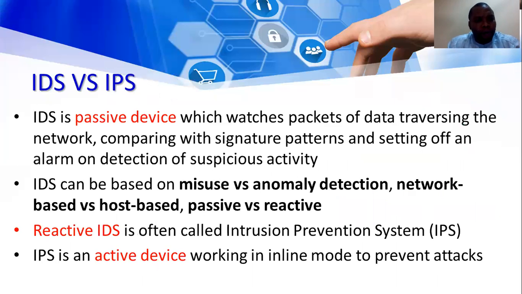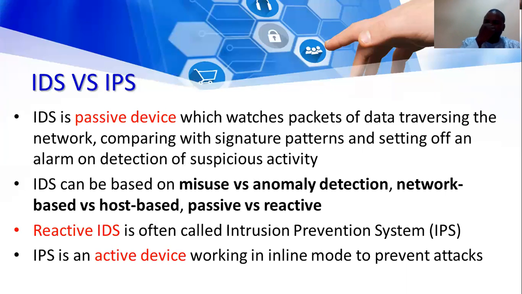So let's go to IDS versus IPS. Now we have looked at firewalls. The next thing we'll look at is the IDS and the IPS. IDS simply means intrusion detection system, and it is a passive device which watches packets of data traversing the network.